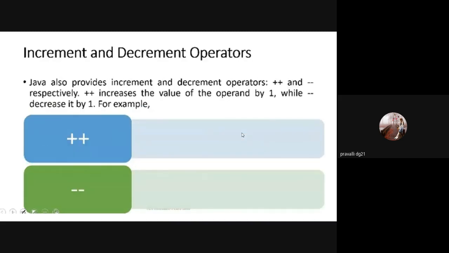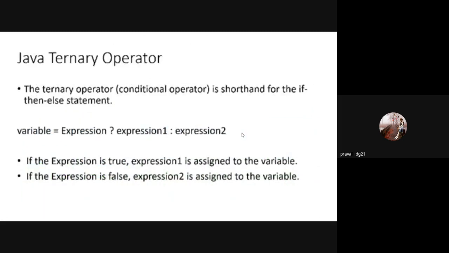Increment and decrement are plus plus and minus minus respectively. They increase the value of the operand by 1 or decrease it by 1. Plus plus means A equal to A plus 1, and minus minus means A equal to A minus 1. That's about increment and decrement operators.